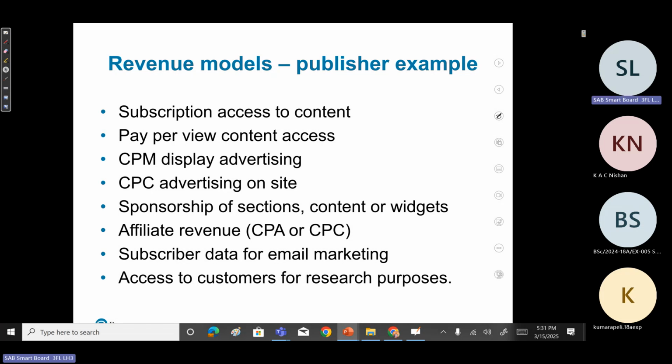Then there is another revenue model which is called CPM, display advertising. CPM stands for cost per mil. Cost per mil. CPM.